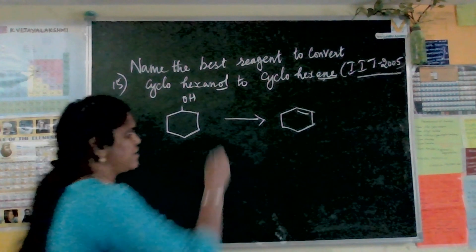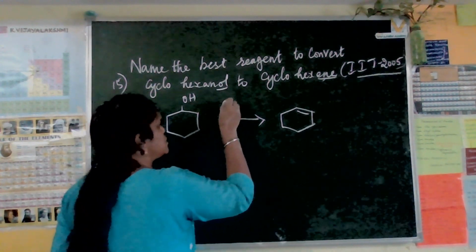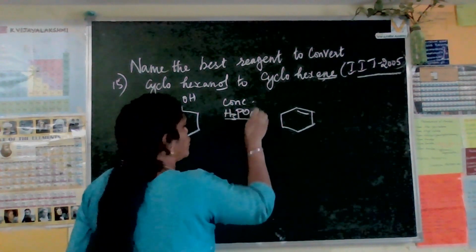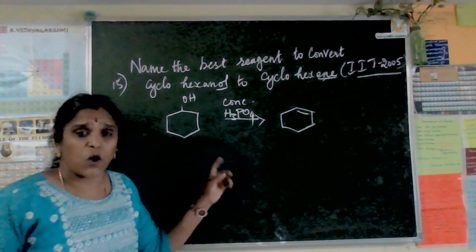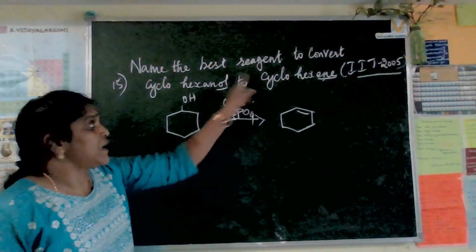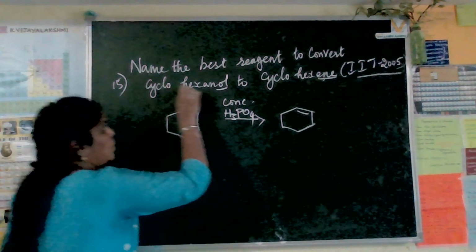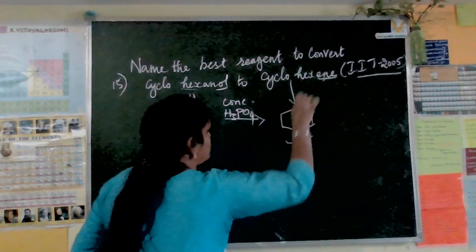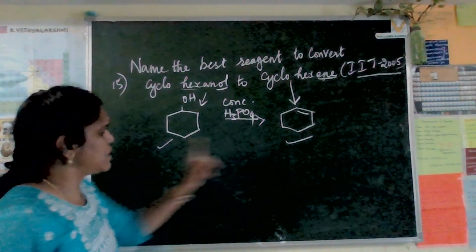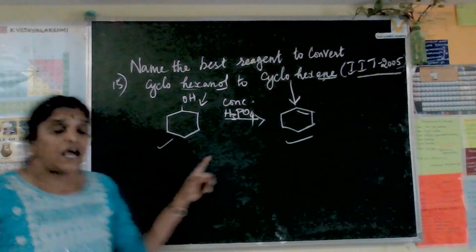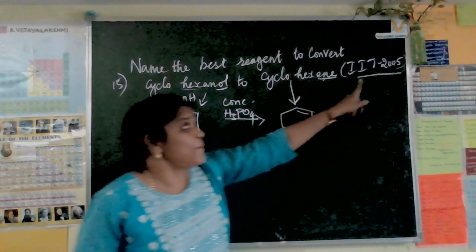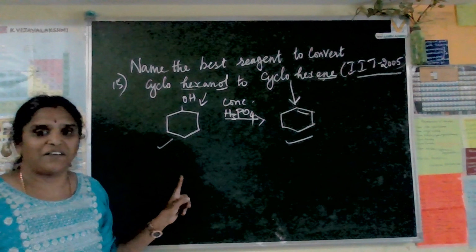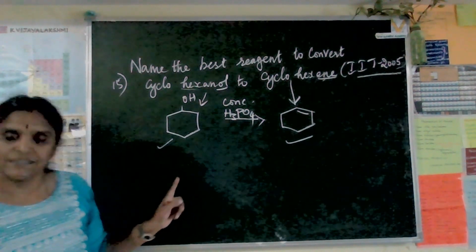A dehydrating agent only. So, what is it? Concentrated H3PO4, orthophosphoric acid, is the main reagent which converts cyclohexanol to cyclohexene. Hope you understand very clearly. This is cyclohexanol and this is cyclohexene. And this is a very, very important question. Hope you understand all the questions we discussed today.